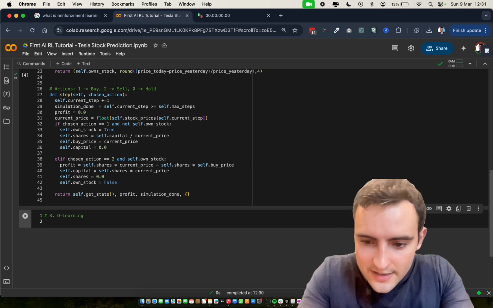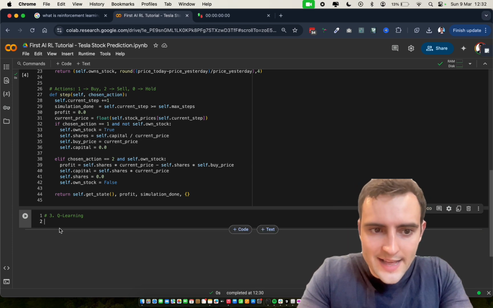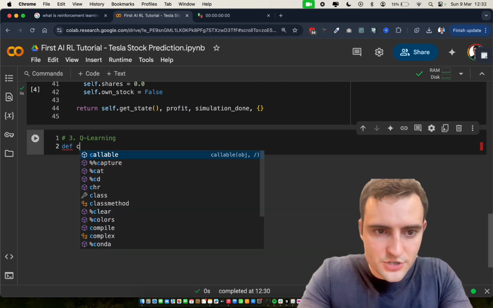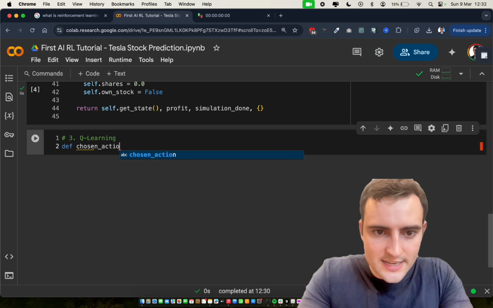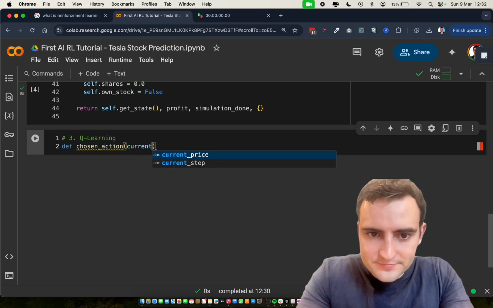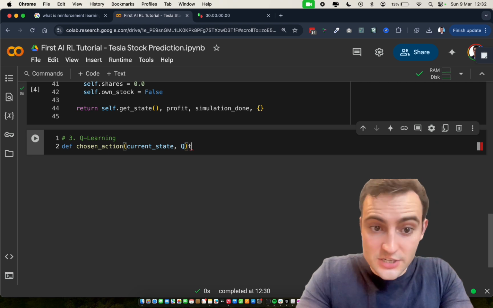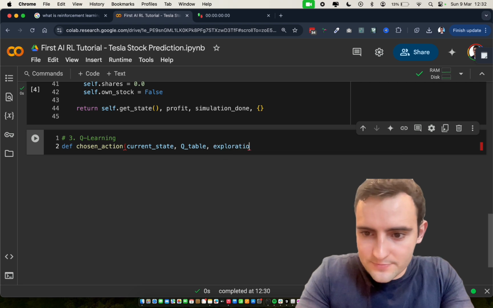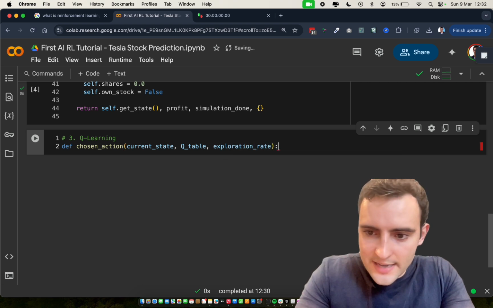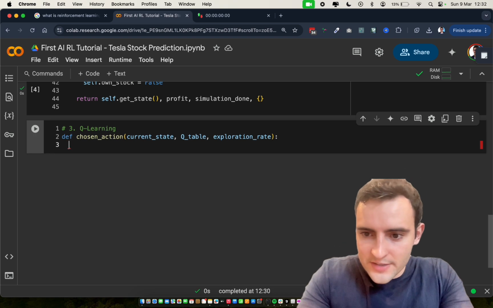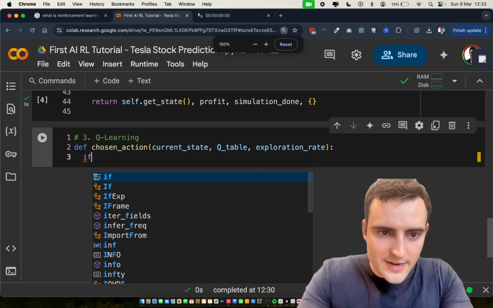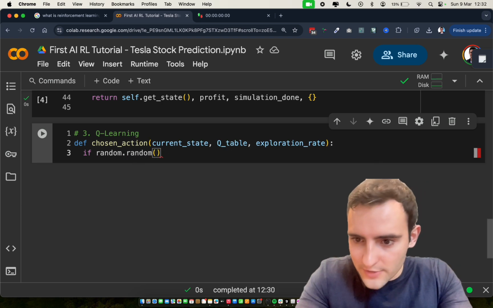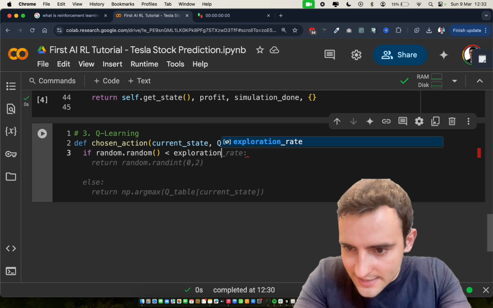So here I'm going to define, first of all, this Q-learning algorithm. And I'm going to start by defining the chosen action. So I write chosen action here with current state, Q_table, which is our table of knowledge as the algorithm goes learning, and exploration rate. And so this is the function. And if I write if random.random, which generates a random number, is under the exploration rate, and you'll see that in a second.